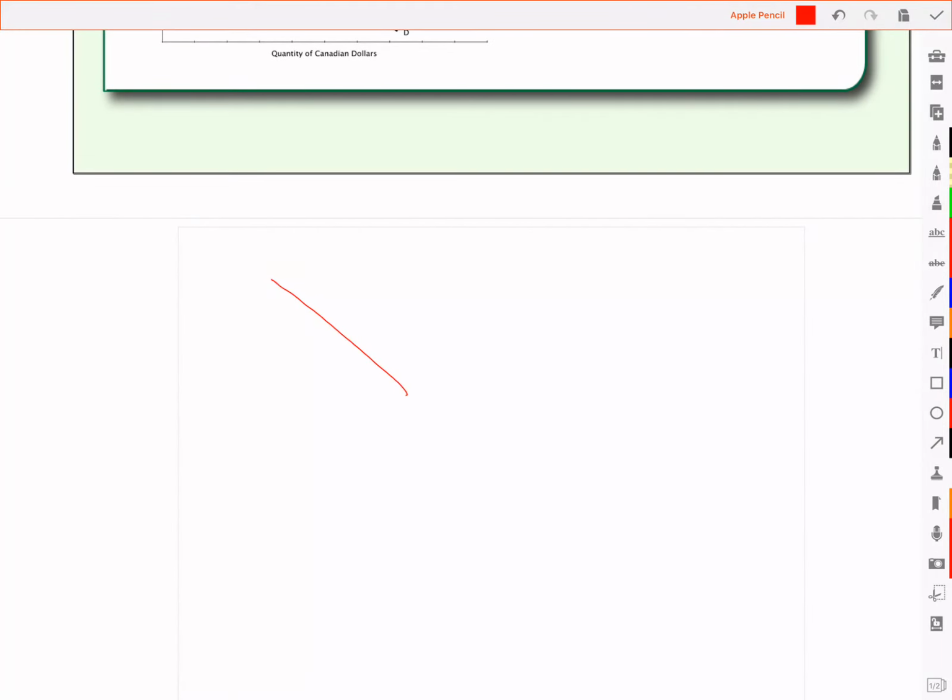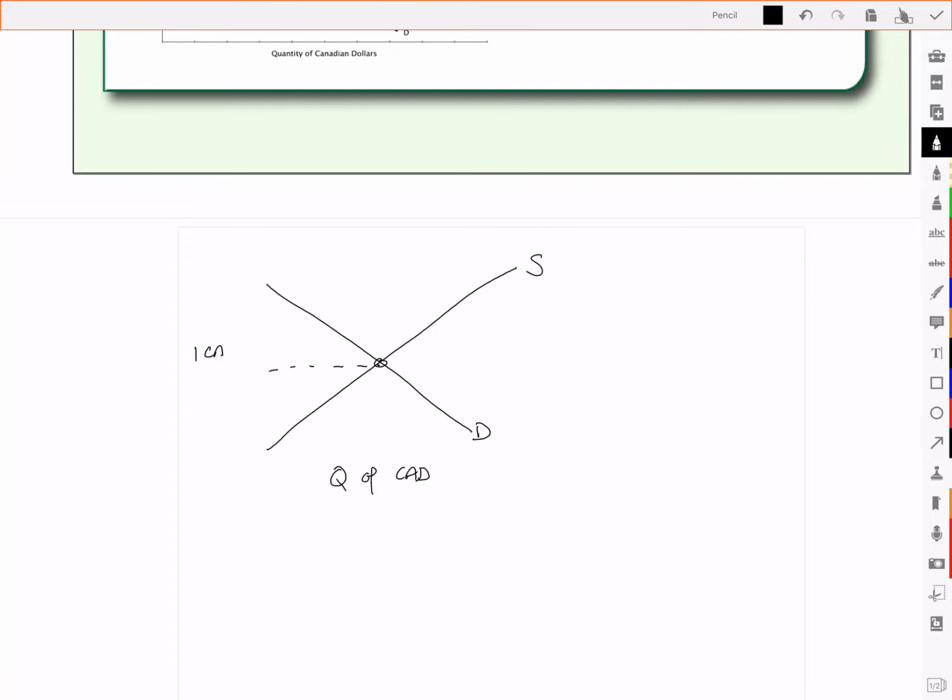All right, so here's the demand for your currency. Let's go again with Canadian dollars. Here's the demand for Canadian dollars, and here's the supply of Canadian dollars. This is the quantity of Canadian dollars out in the world, and this is the value of the Canadian dollar. Let's suppose that the market says that the current exchange rate is 1 Canadian dollar equals 1 US dollar. Okay, so the Canadian economy is strong, the Canadian dollar is strong.